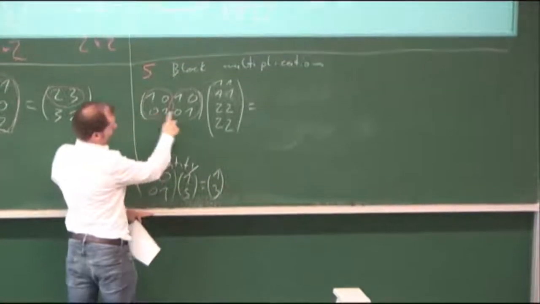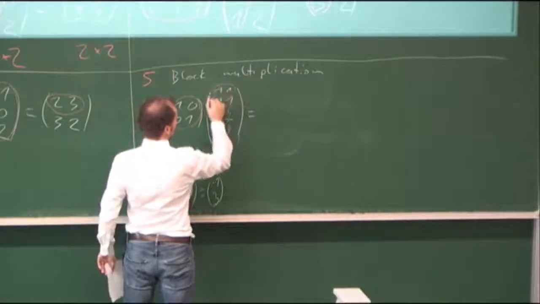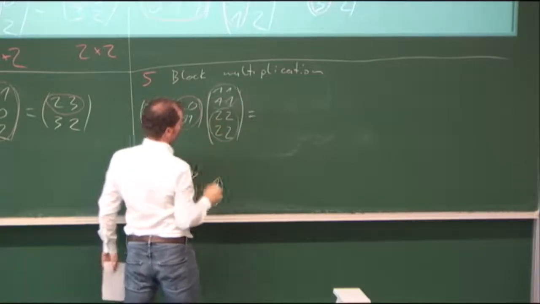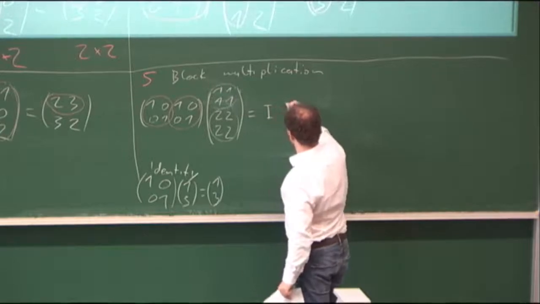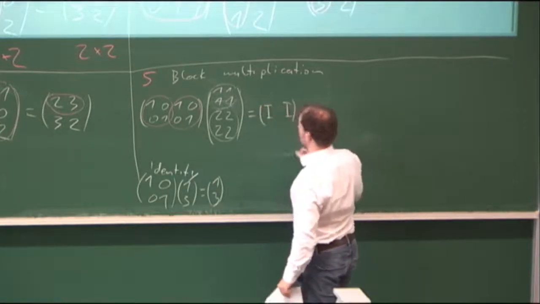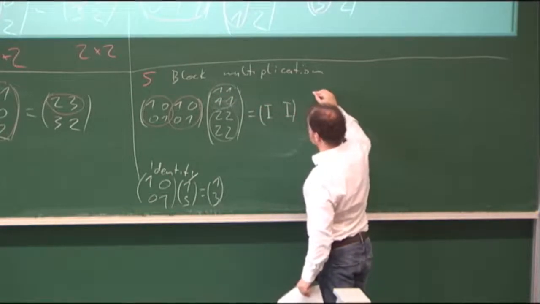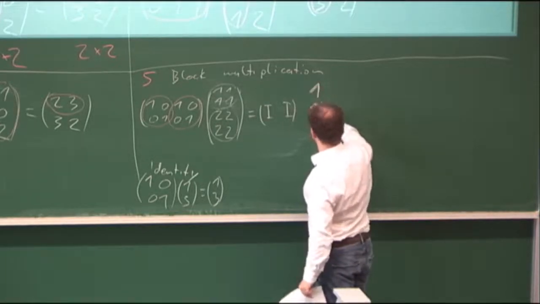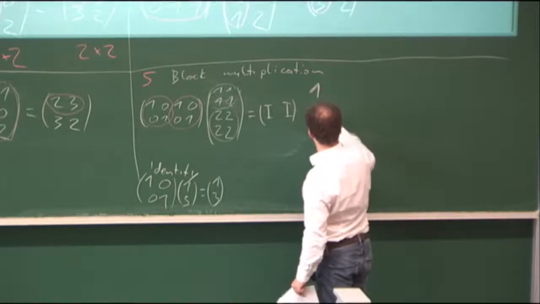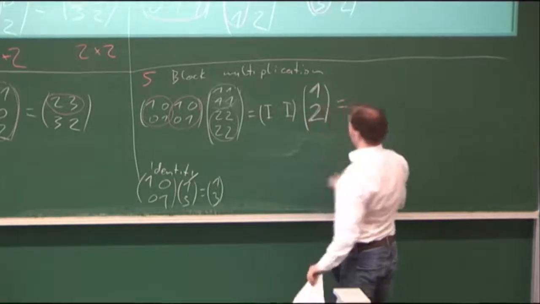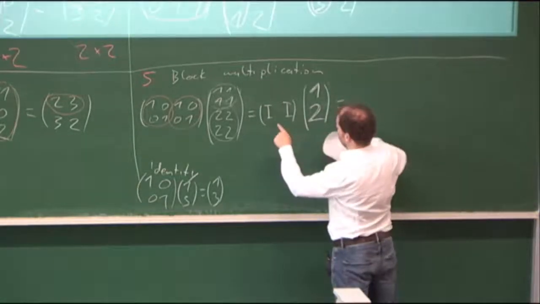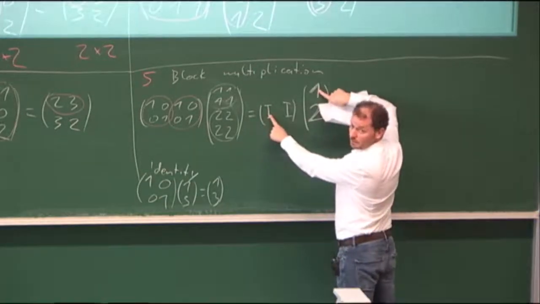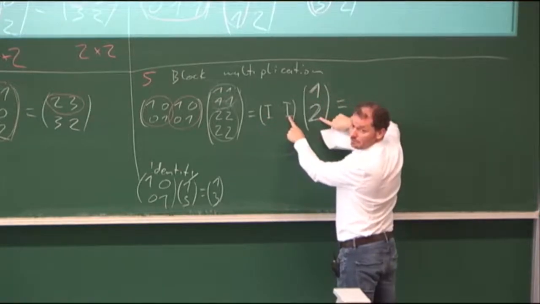So we see the identity here and here, and we see a matrix of ones here and a matrix of twos here. So we can write this as an identity matrix and an identity matrix next to it, and some matrix of ones here and a matrix of twos below that. And now we can do block multiplication. So the result will be this block times this block plus this block times this block.